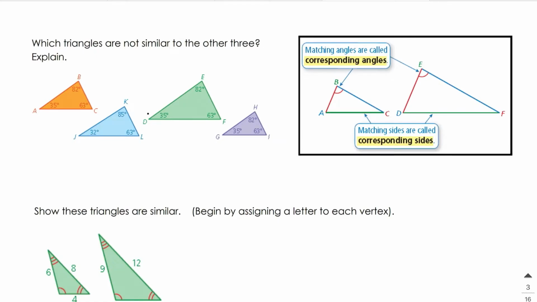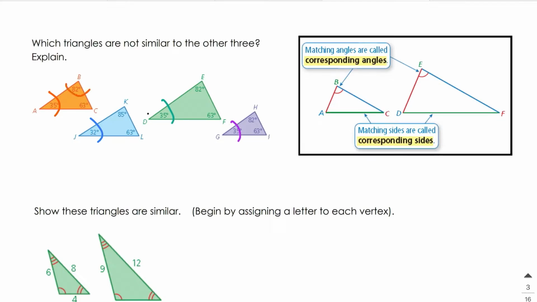All right, so it says which triangle is not similar to the other three, and explain. So if you take a look right here, in our first triangle, the angle A is 35. Here, angle J is 32. So one of these doesn't fit. Angle D is 35. Angle G is 35. So the one that doesn't seem quite right is the blue one. Let's look at the other one.